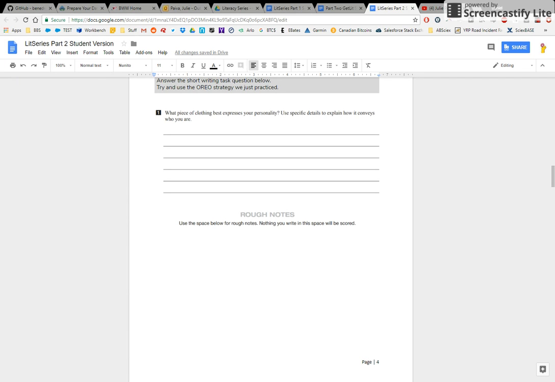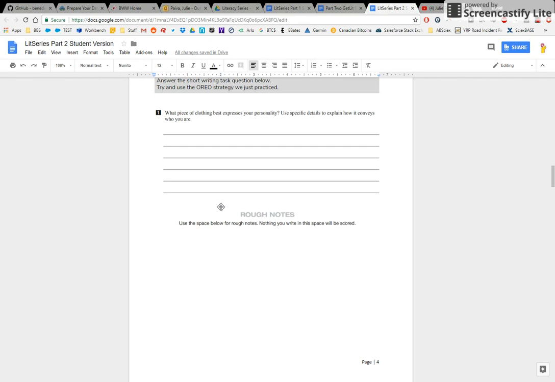Now, when it comes to the actual test, you're going to get two booklets. One's the question booklet, one's the answer booklet. The answer booklet is the only booklet that gets marked. And if you see here, it says rough notes, use the space below for rough notes. Nothing you write in the space will be scored. It's still a good idea to use that. So make sure you're always writing your work in that answer booklet and do ORE.